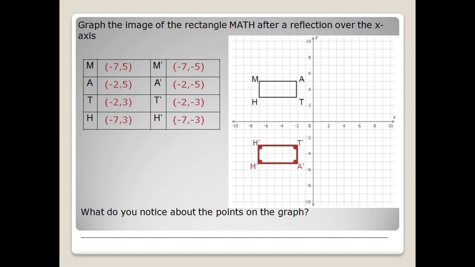And what do you notice about the points on the graph? Well, let's look. Our M was negative 7, 5, and our new M is negative 7, negative 5. So our x points are still the same, but our y's are opposite. So the y coordinate is opposite of the original.